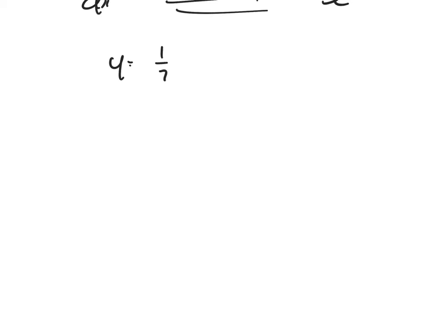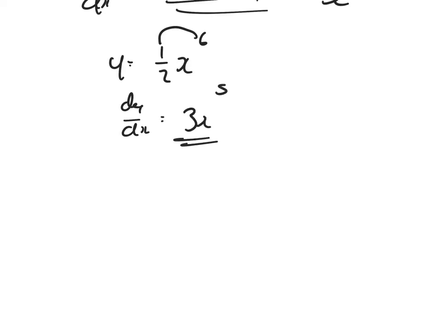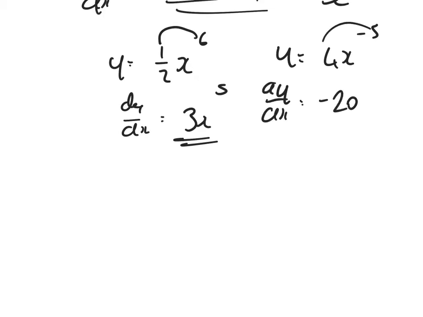Okay, so let's differentiate 1/2 x to the power 6. Bring the power down, multiply, take 1 away from the power, so that's 6 times a half. Think about it, 6 times a half is 3, x to the power 5. I'm going to differentiate 4x to the minus 5, bring the power down, multiply, take 1 away from the power, minus 20x to the minus 6, which is going to be minus 20 over x to the 6.